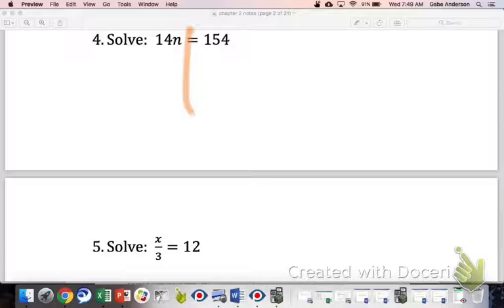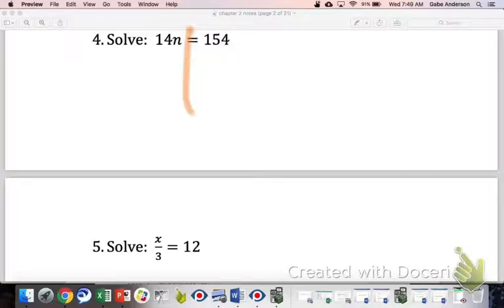Multiplication. So remember, we're trying to get rid of anything that's with the n, right? So how do you get rid of, or how do you undo multiplication? You have to divide, or you have to do the opposite, basically. So yep, 14 divided by 14n.